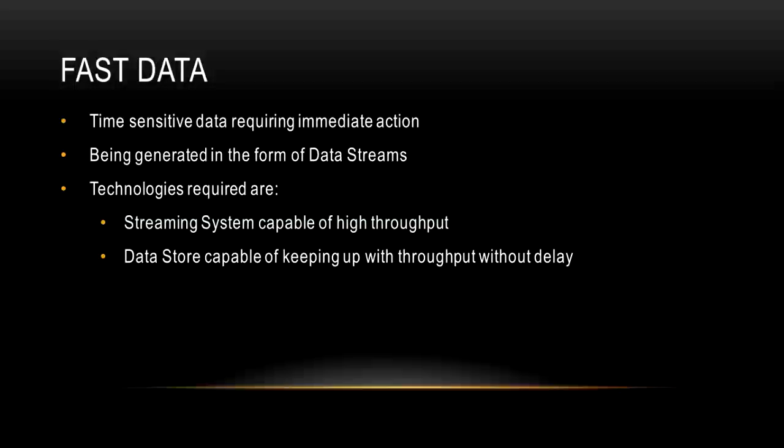The definition of fast data is based on these first 2 points. It is a data stream that requires immediate attention. To handle fast data, one must have a streaming system capable of sustaining high throughput and a data store that is capable of processing the data while maintaining the rate of throughput.